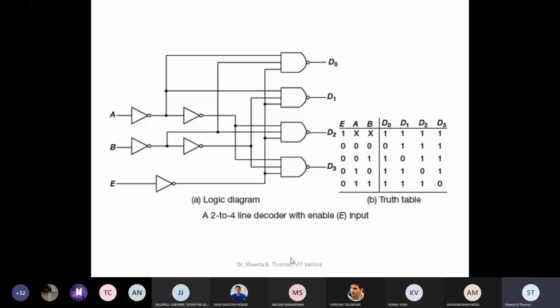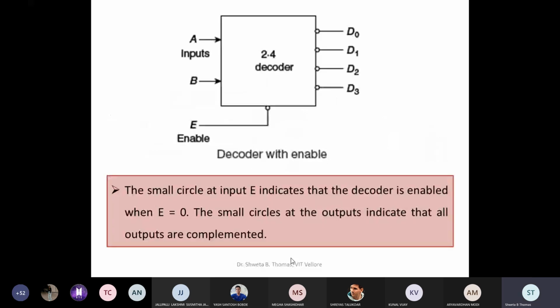See second, third, fourth line. This circuit will act as a decoder only when enable input E is equal to 0. Why 0? Because we are taking in its complemented form. Understood? I have mentioned here also the small circle at input E indicates that the decoder is enabled when E is 0. The small circle at the output indicates that all outputs are complemented. Okay, so these points, although it is very easy, are very important. So when you are writing the answers, be careful.